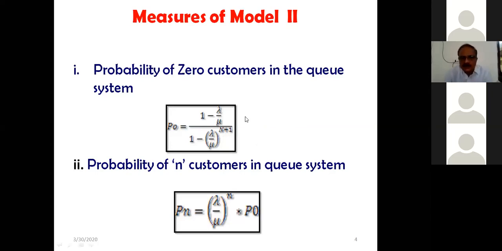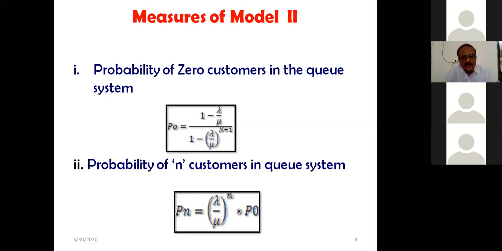So you can convert this formula in terms of traffic intensity also, because we know that traffic intensity is always equal to lambda by mu. So instead of the ratio lambda by mu, sometimes rho is used, because rho is the ratio lambda by mu. So we can write this as 1 minus rho upon 1 minus rho to the power N plus 1. So that way we can also write the formula. All of you getting this? Yes or no? Yes, sir. Okay.